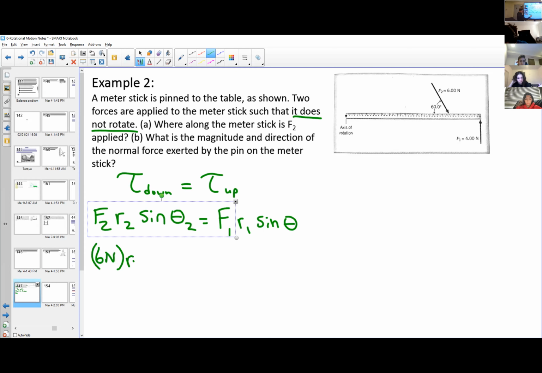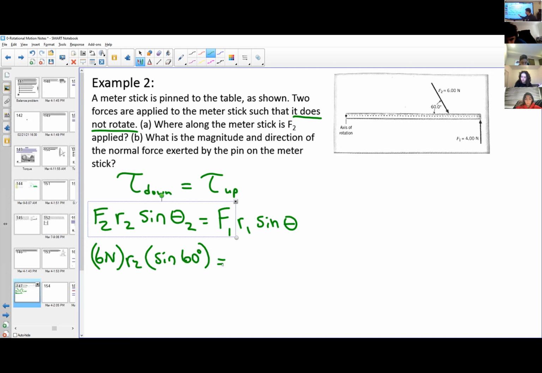And R2 we don't know, but we do know the angle. So sine of 60. You just have to make sure your calculator's in degrees if you're going to use 60. If you have it in radians, you don't get the right answer. So if you're going to use degrees, you got to make sure your calculator is set to degrees. If you're going to use radians, you got to change 60 to radians.